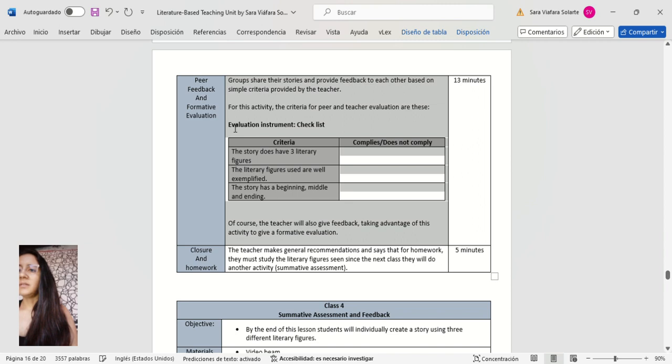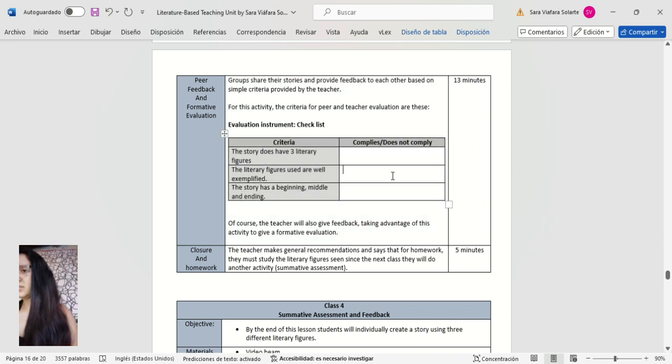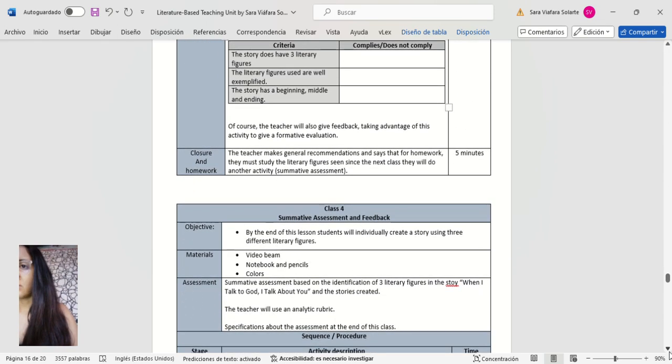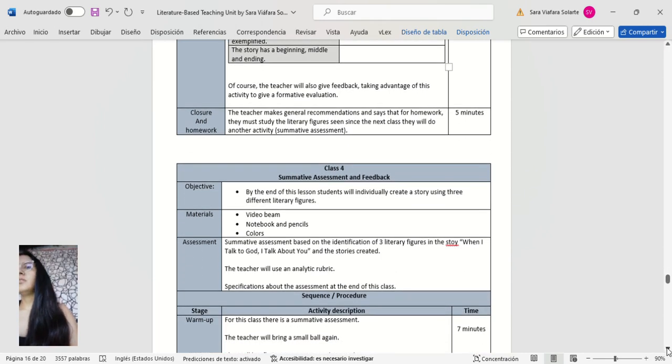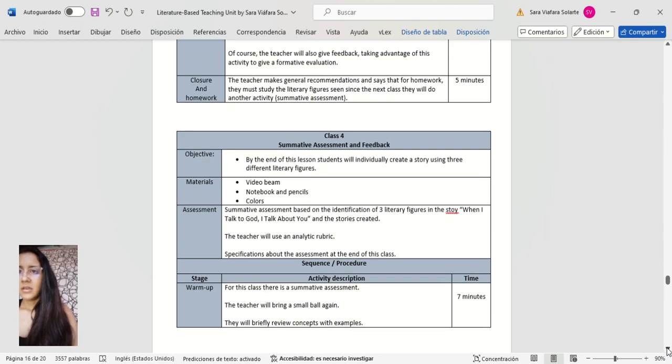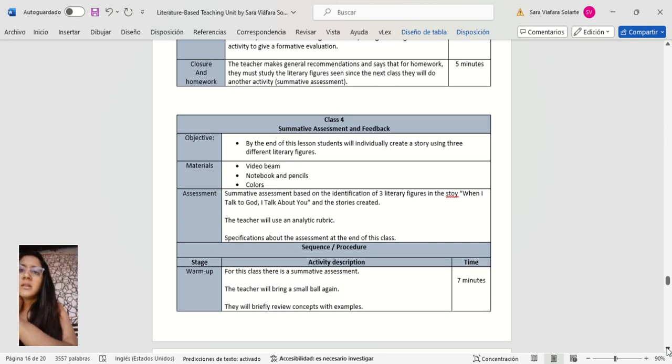For this activity, the criteria for peer and teacher evaluation are these. Does the story have 3 literary figures? Are the figures used well exemplified? And does the story have a beginning, middle, and end? Yes, the teacher does that.